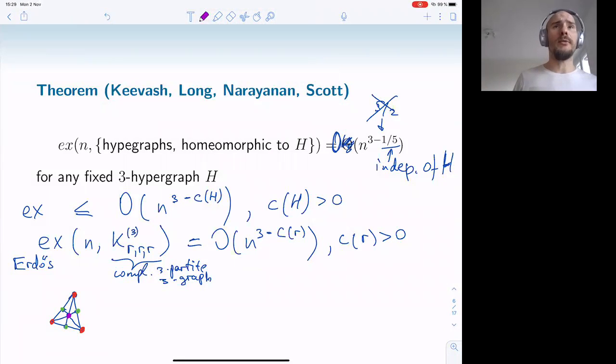And of course, you start with your H, you do a subdivision. It would be some finite hypergraph. So clearly it embeds into this one for some r, and then you can get this constant. But okay.